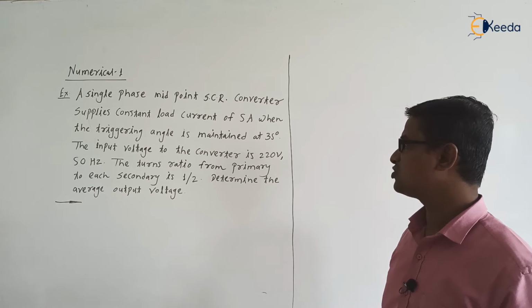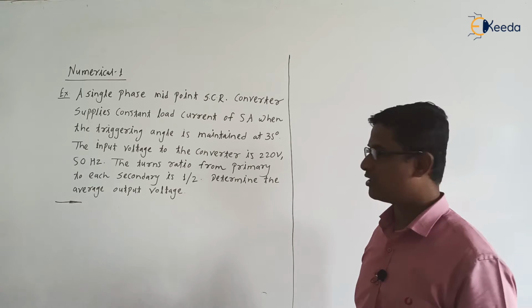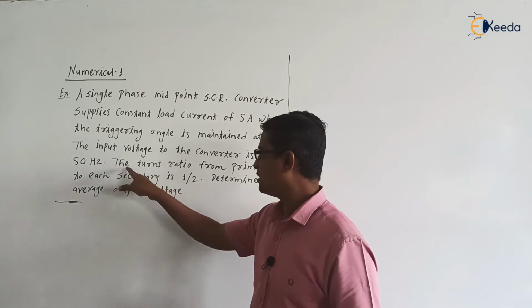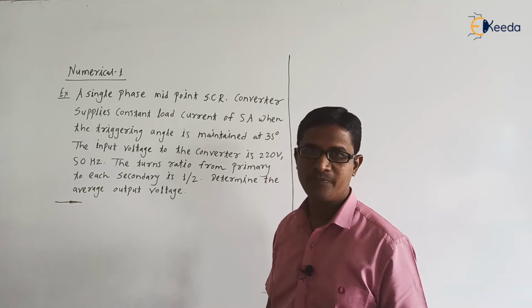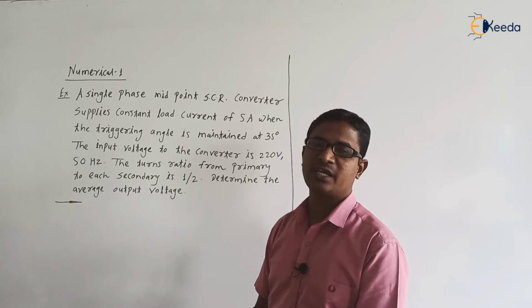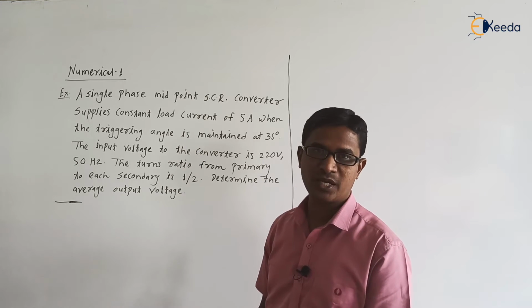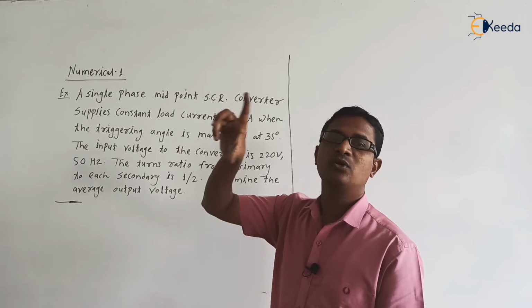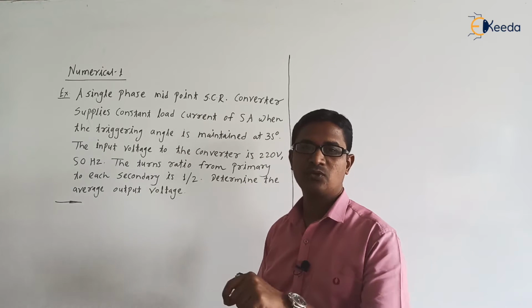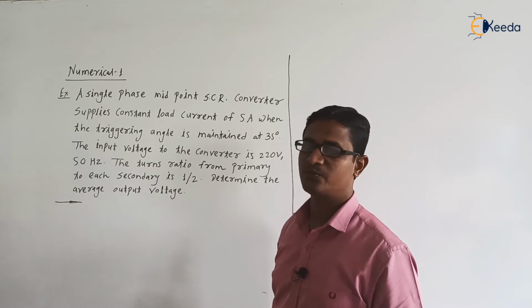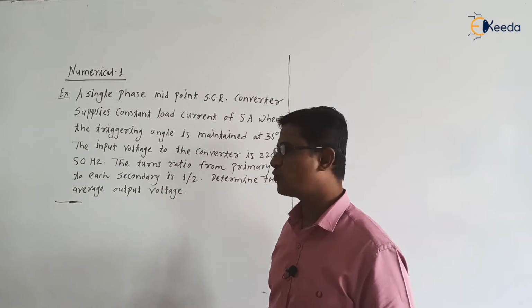50 hertz. The turns ratio from primary to each secondary. Be careful, this statement is very important. The turns ratio from primary to each secondary they have given. So we know the secondary winding is center tapped. So it is like a primary to upper half portion of the secondary winding, the turns ratio is 1/2, and to the lower half portion it will be 1/2. Determine the average output voltage.